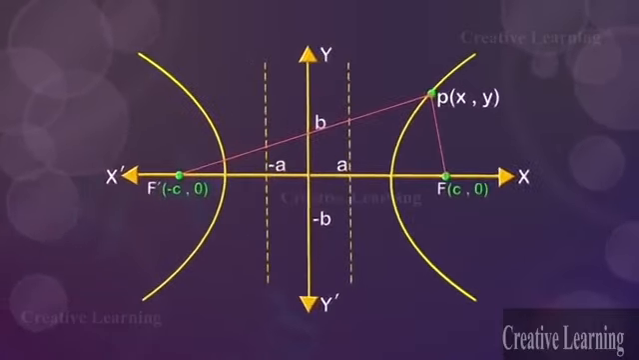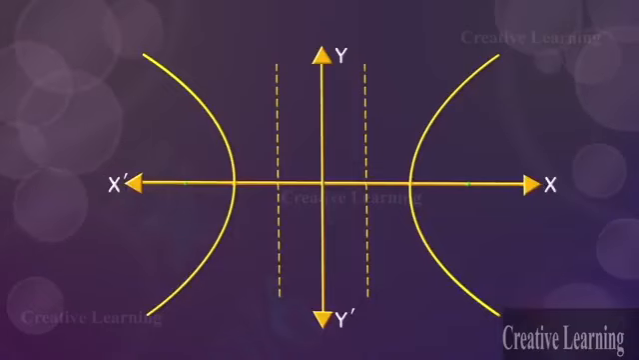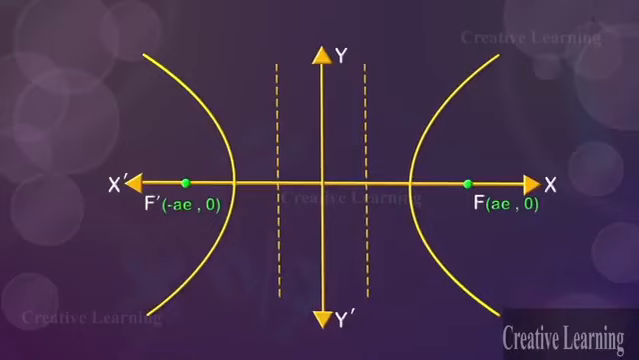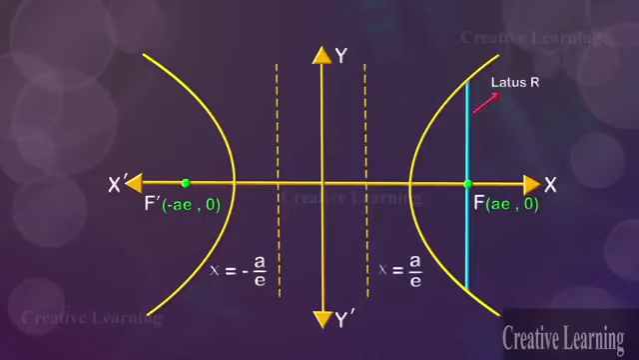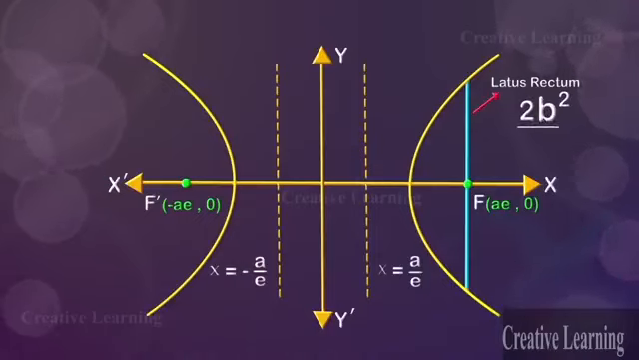The hyperbola has two foci, plus minus ae, 0, and two directrices, x is equal to plus minus a by e. The latus rectum is the line through the focus and parallel to the directrix. The length of the latus rectum is 2b square by a.